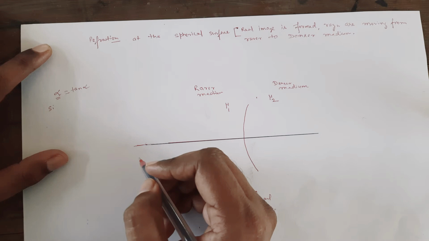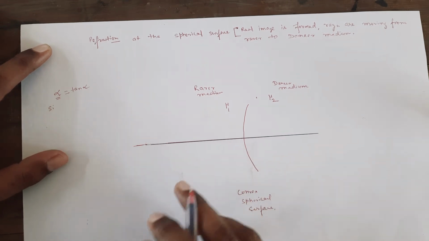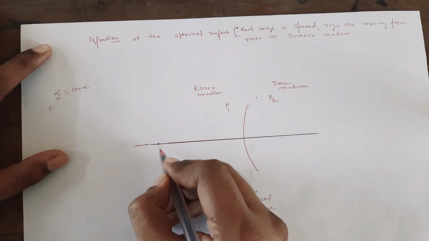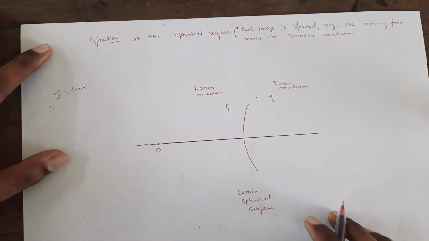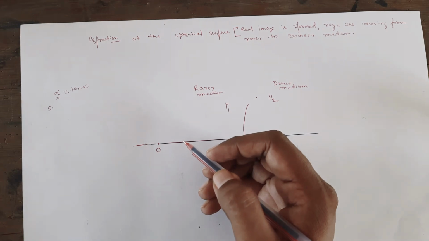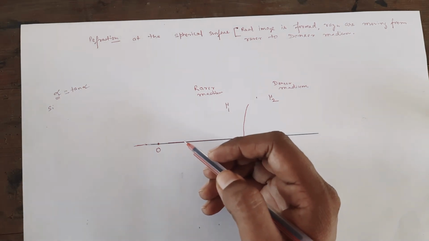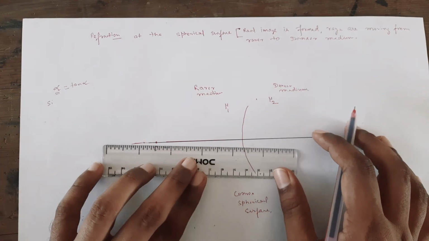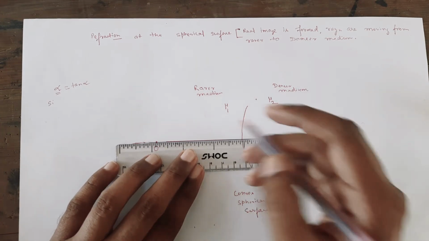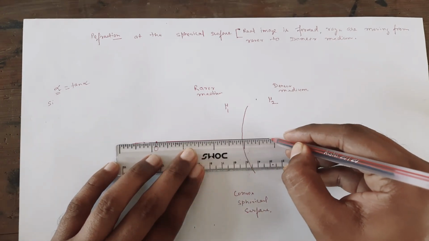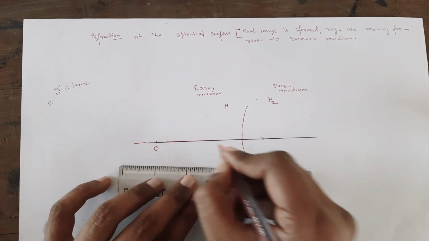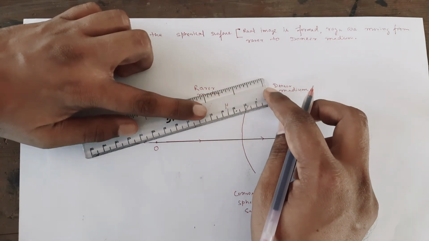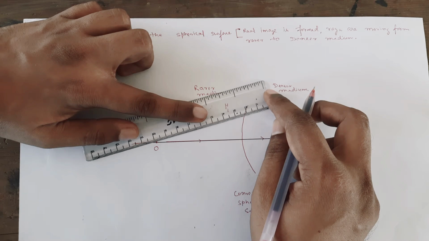So here we will assume a point object lying on the principal axis. So let us suppose this one is our point object. So from this point object, two types of ray will come out. One ray will go along the principal axis, and of course if it is going along the principal axis, it will go undeviated, it will not change its direction. But another one, let us suppose this one.